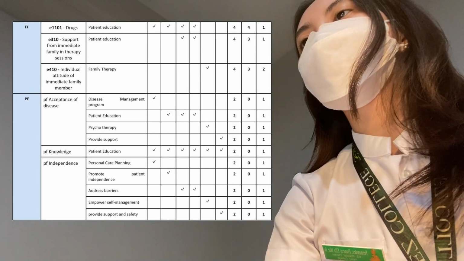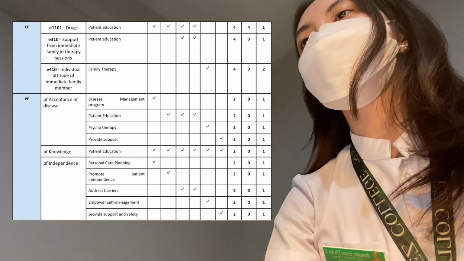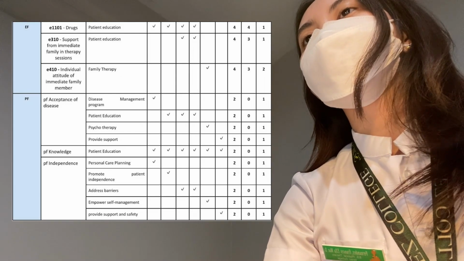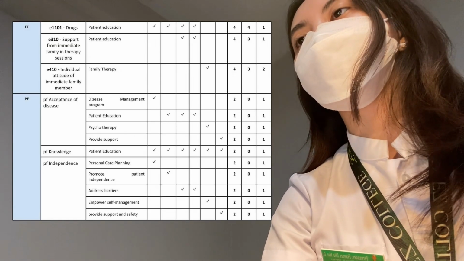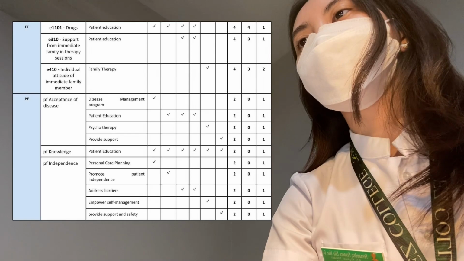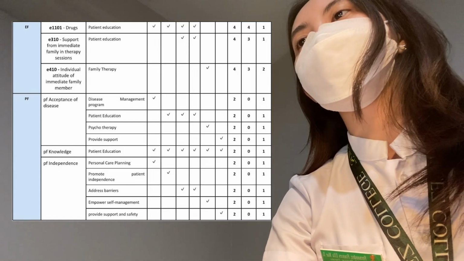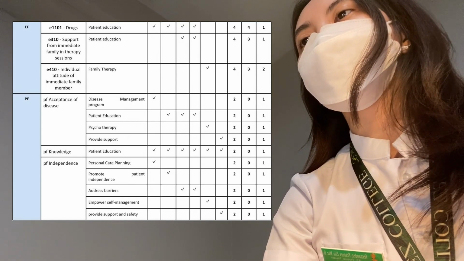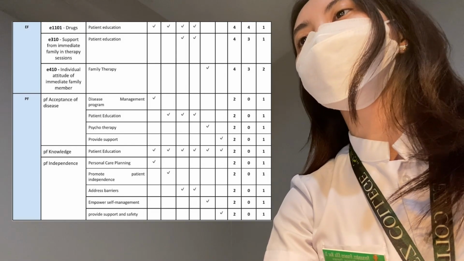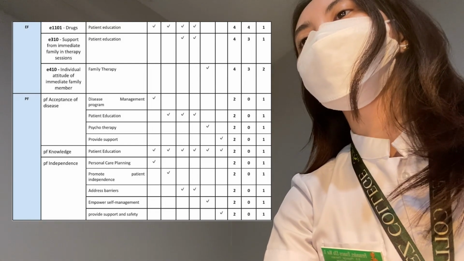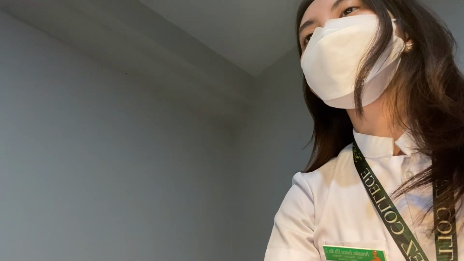Then we also have personal factors, and the first would be acceptance of the disease management program, patient education, psychotherapy, and providing support, with a grade of 2 for first value, 0 for goal, and 1 for end value. For personal factors affecting the knowledge, for patient education, we have first value of 2, goal value of 0, and end value of 1. For personal factors affecting independence, such as personal care planning, promote patient independence, address barriers, empower self-management, and provide support and safety, we have first value of 2, the goal value of 0, and the end value of 1.